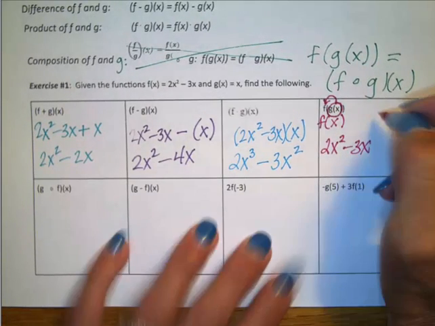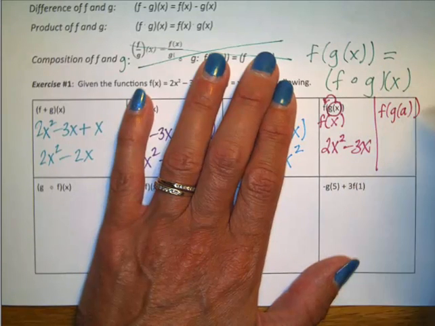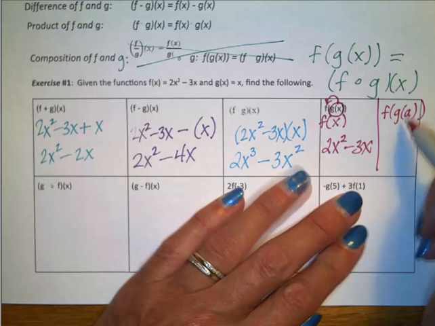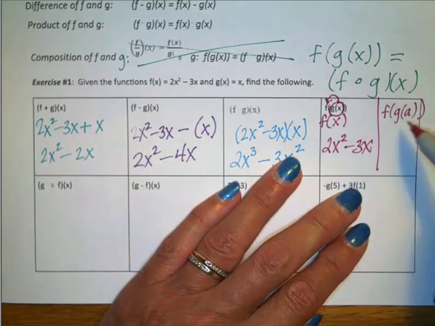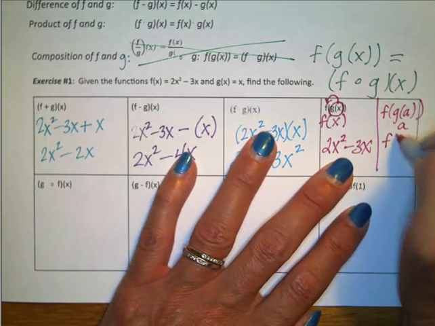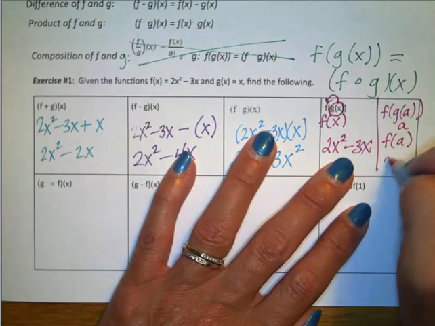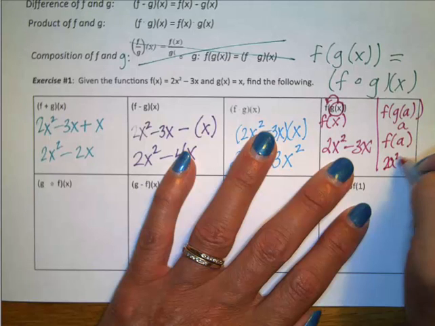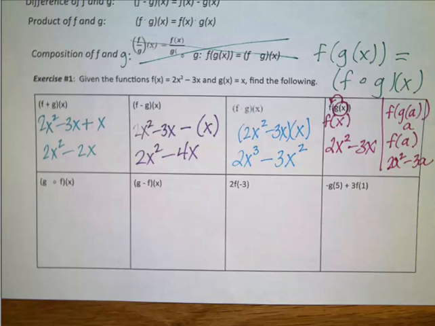What if it had said f of g of a? Well, g of a means I take g of x, and instead of x, I put a. So the answer to g of a is a. So now it's telling me f of a. So instead of x, I'm putting a. So it'd be 2a squared minus 3a. So it's not giving me a number to put in, it's giving me a variable. That's confusing for some kids.